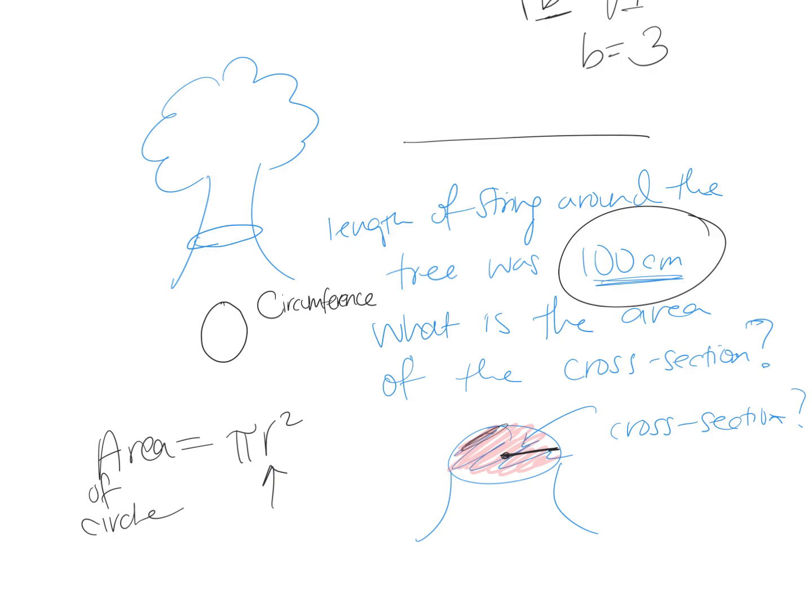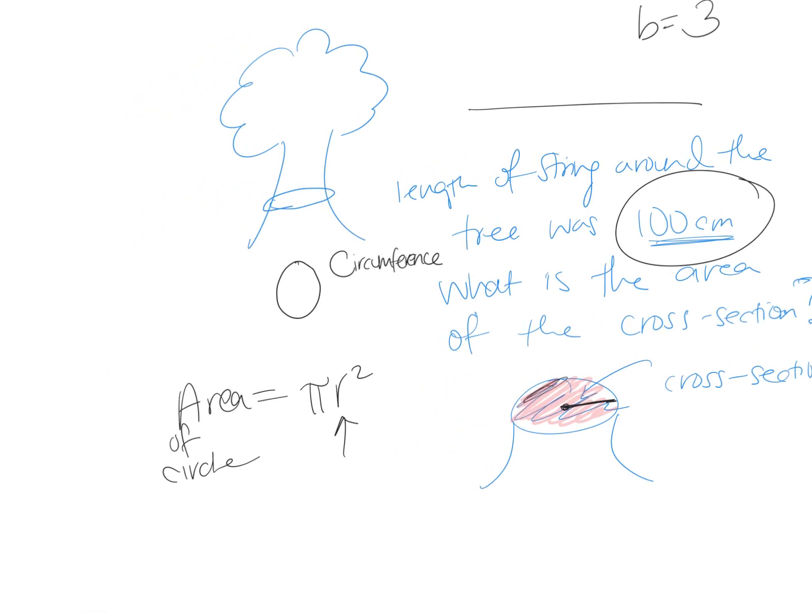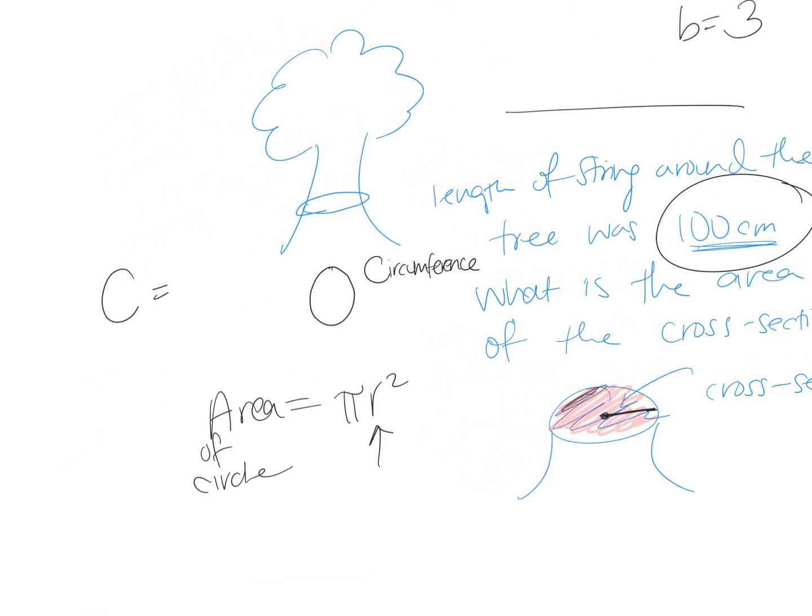Anytime you measure the distance around a circle, it's circumference. So when you put that string around the tree, that's circumference. What's the formula for circumference? It could be 2 pi r. Good. 2 pi r or pi d, but we want to use 2 pi r because we want the radius. So we do 100 equals 2 pi r.